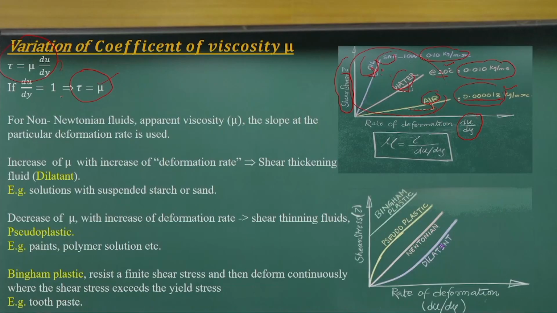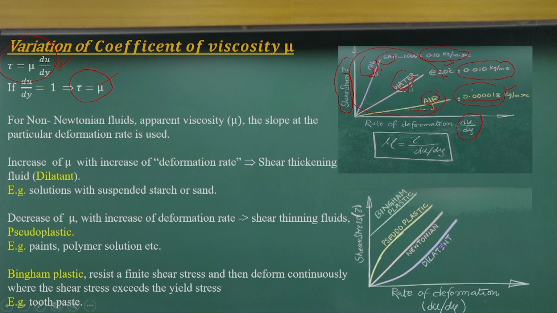That means the coefficient of viscosity, which is a directly proportional constant, does not vary as the rate of deformation changes or as time changes. So, that is a constant. That is the reason we have a direct proportionality, and we can simplify it as shear stress is equal to mu times the velocity gradient.